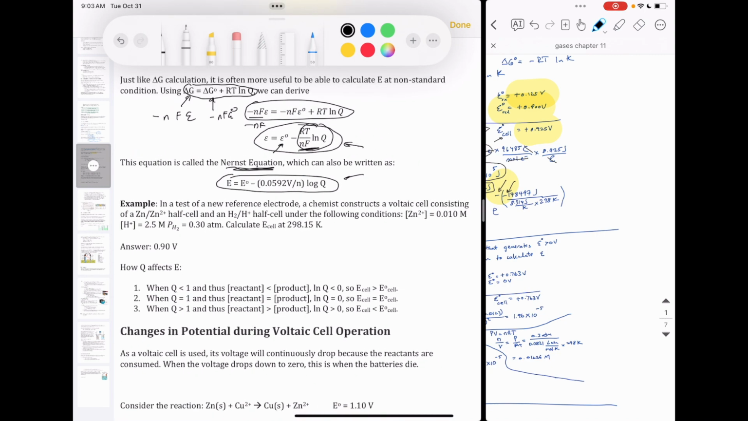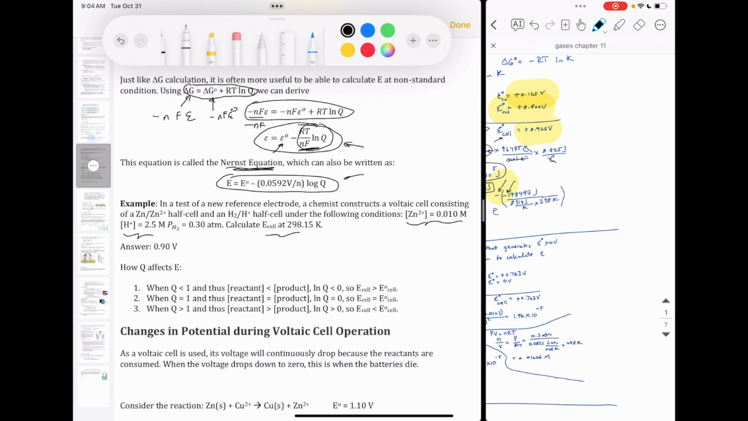All right, so let's take a look at how to apply the Nernst equation to do some calculation. Here it says, in a test of a new reference electrode, a chemist constructs a voltaic cell that has a zinc half cell and a hydrogen half cell under the following conditions, where the zinc concentration is 0.01 molar, the proton concentration is 2.5 molar, and the pressure of the hydrogen gas that's generated is 0.3 atm. They're asking us to calculate the E cell.